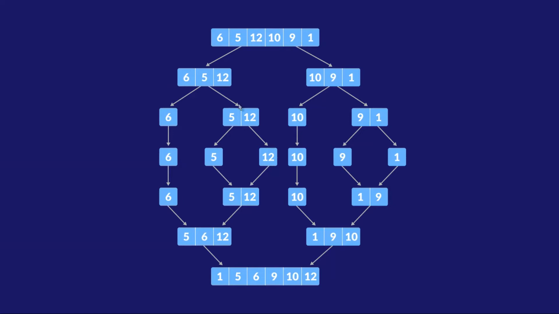So 6 is already a single element, so we keep it as it is. But now 5 and 12 are two elements, so we divide it again. So now 5 is one group and 12 is another group. 10 is already single, so we keep it the same. 9 comma 1 is another group, so we split it into two.